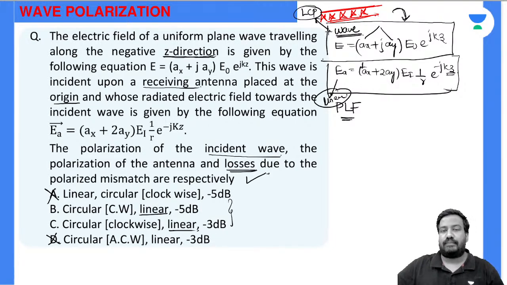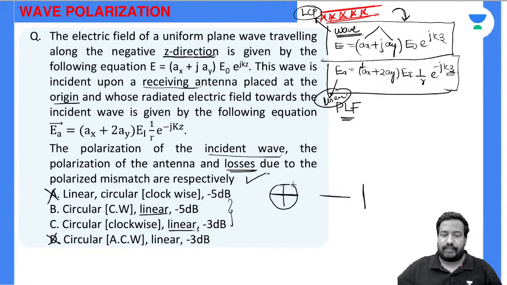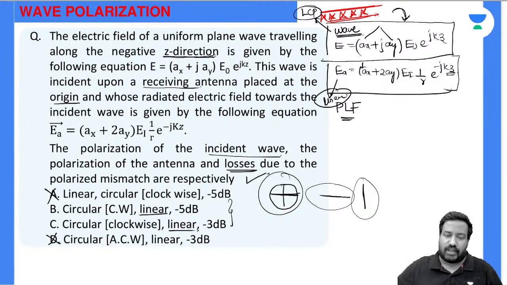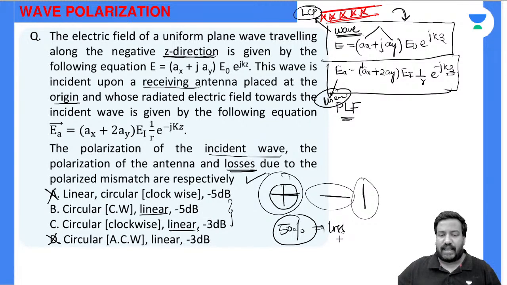Yes, wave circularly polarized. Antenna linearly polarized, either this half or this half. That means the wave is like this. Antenna polarization is either this or this, linear. It can only receive this horizontal part or vertical part. How much percentage can it receive? 50%. How much is the loss? 50% loss is there. 50% loss means how many dB down? Minus 3 dB. Option C is the answer. This is a shortcut.